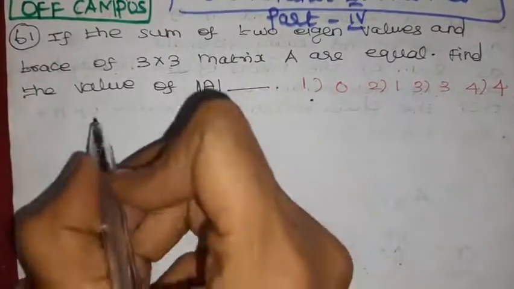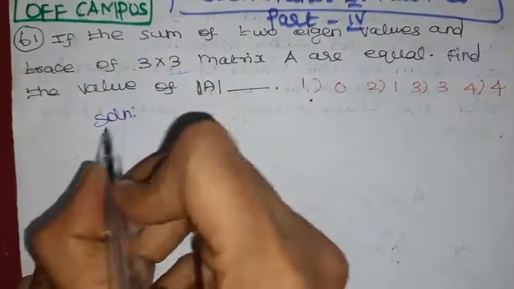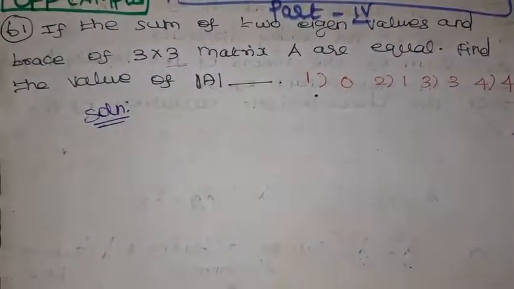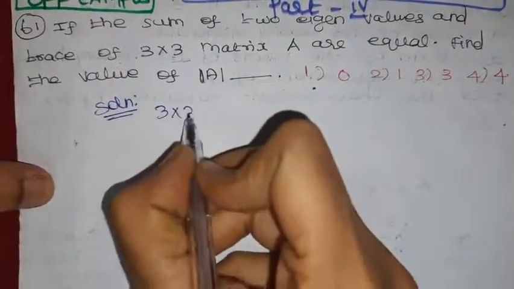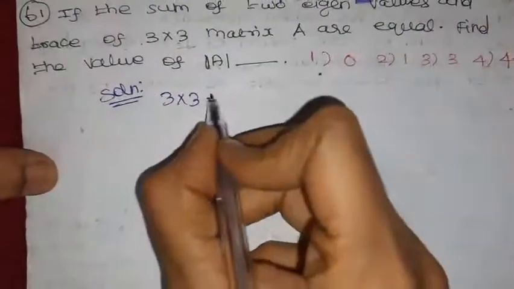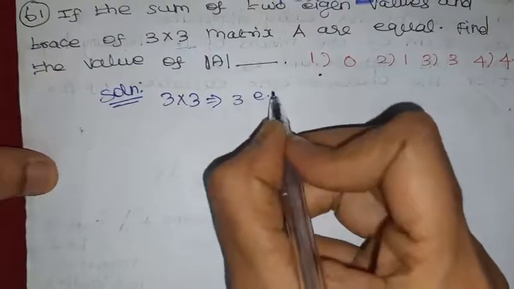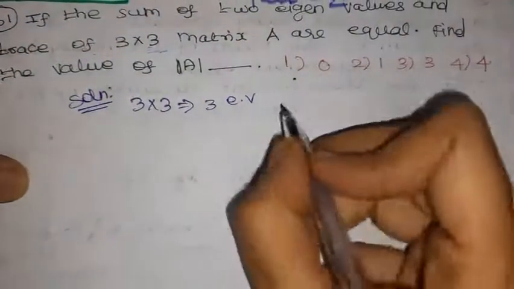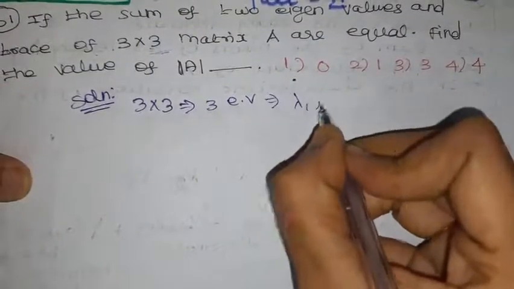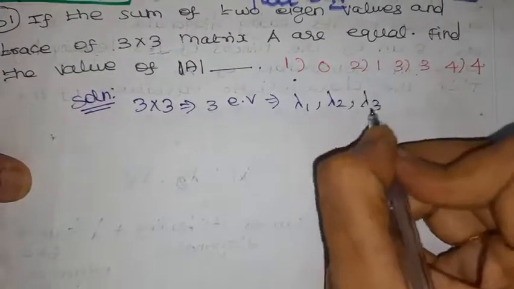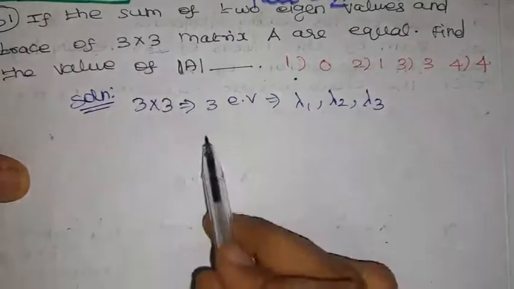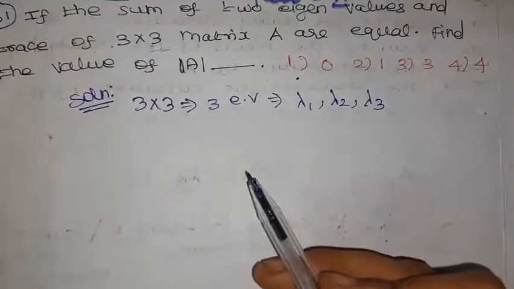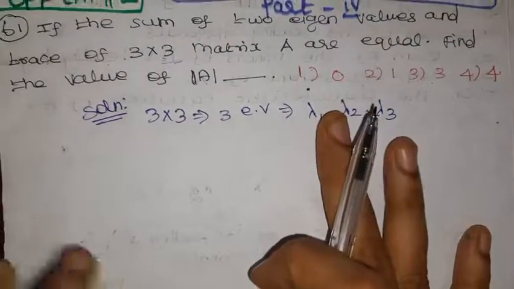Let's see how to solve this. The given problem is a 3 cross 3 matrix, so it will have 3 eigenvalues. I am writing eigenvalues as EV in short, say lambda 1, lambda 2 and lambda 3. Since it is a 3 cross 3 matrix, it will have 3 eigenvalues, lambda 1, lambda 2 and lambda 3.